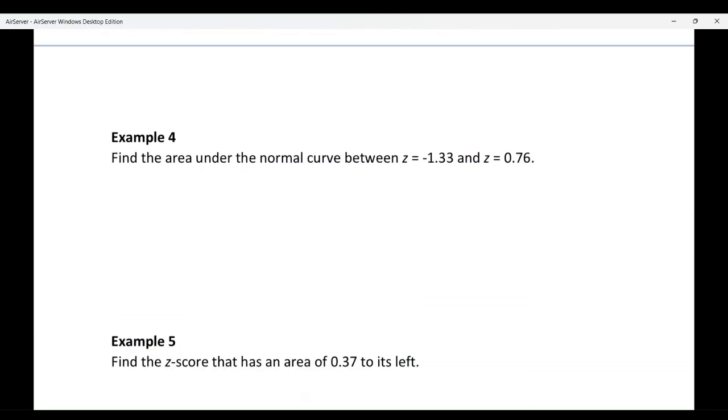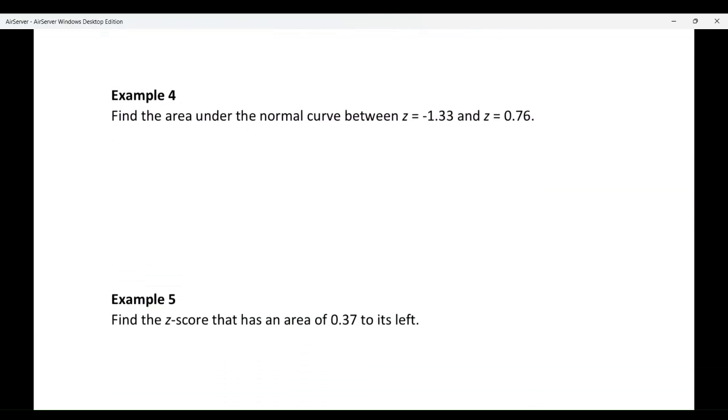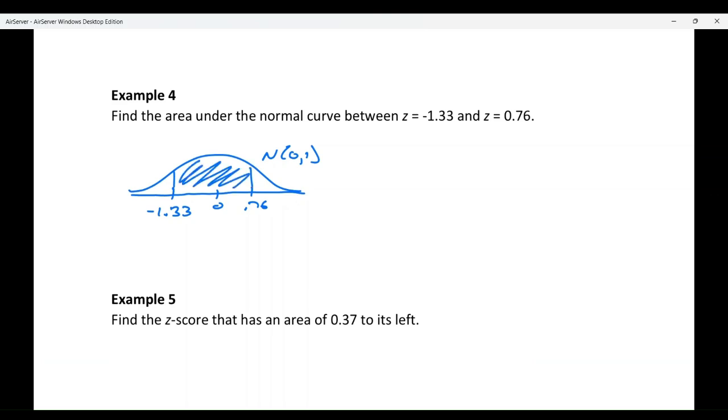Okay, let's go ahead and do one more example here, finding area between the curves. And as I will often say, I would encourage you to stop the video, try it on your own, and that's just a good opportunity to see where you're at in terms of your own understanding, and then start up the video to watch the solution play out. So for this one, we are finding area under the curve between negative 1.33 and 0.76. So N01, here's 0, negative 1.33, and 0.76. All right, so we're finding that area between.